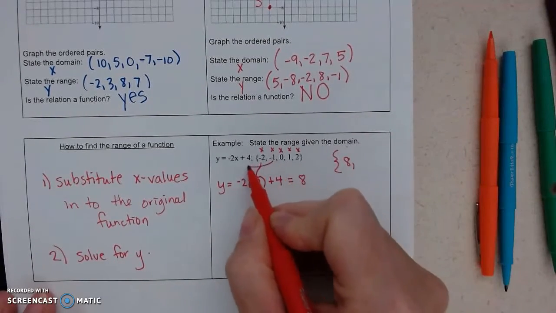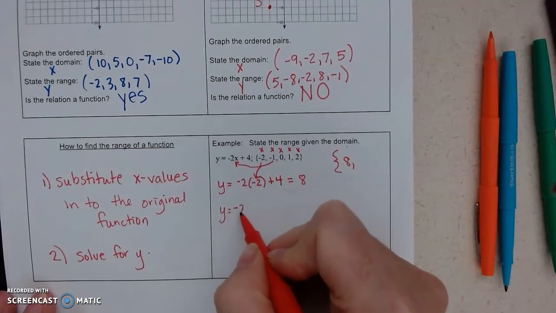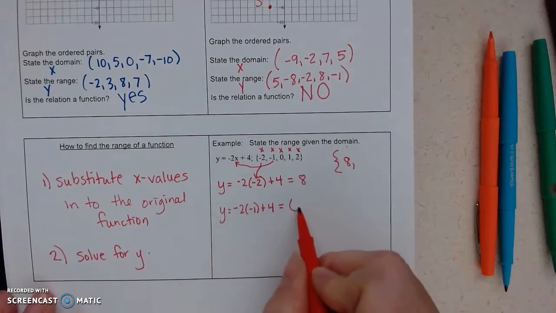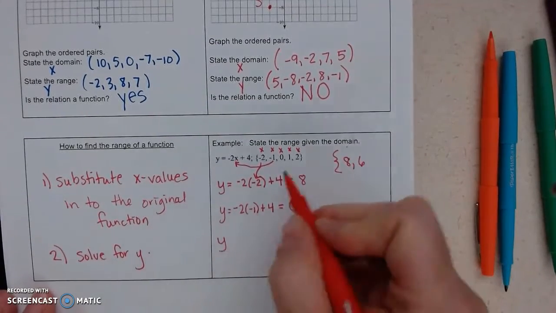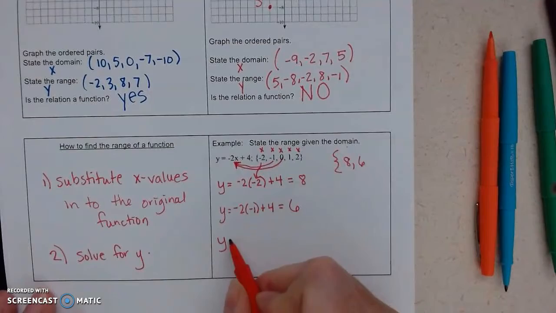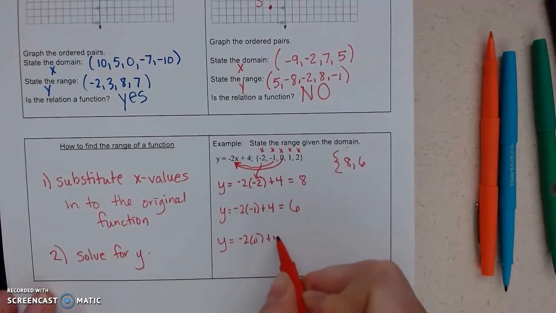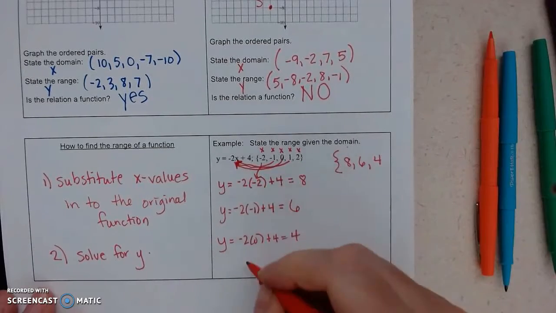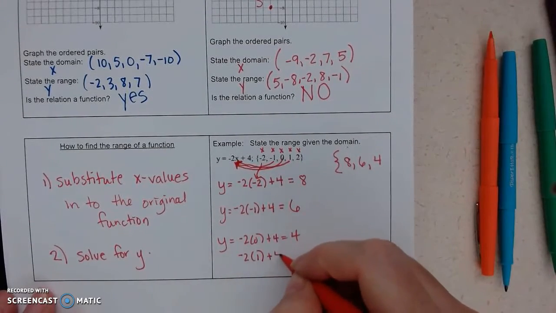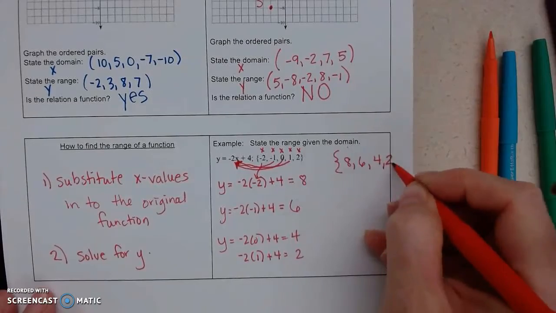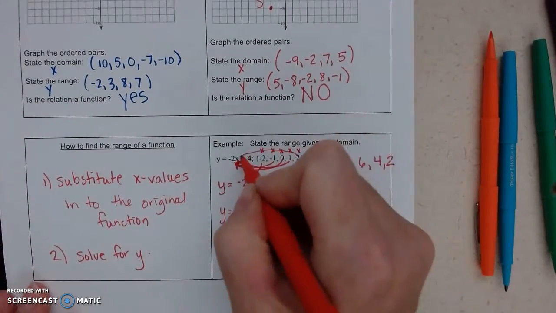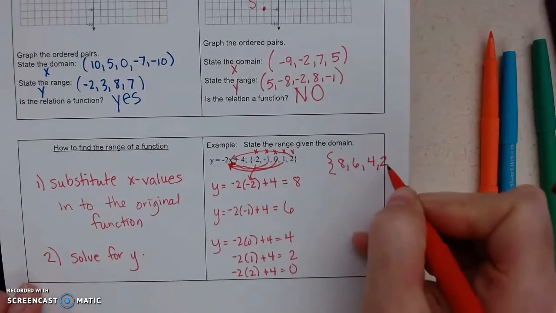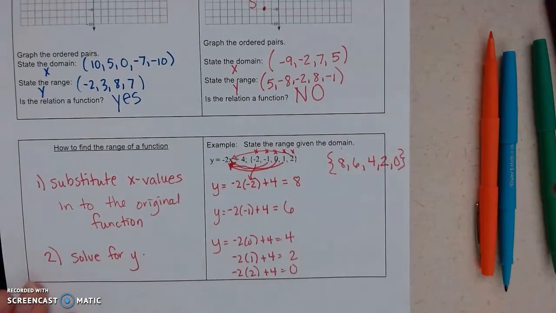Then I'm going to substitute -1. So y equals -2 times -1 plus 4. Type that into a calculator, we get 6. Then I substitute 0. Plug in 1. And then substitute 2. And that's it.